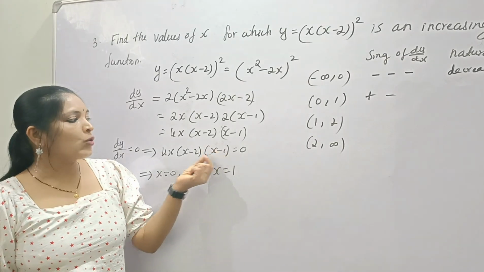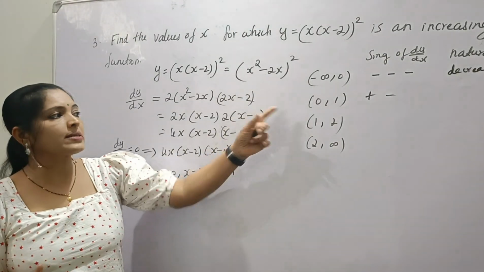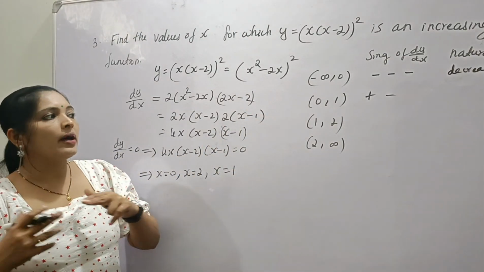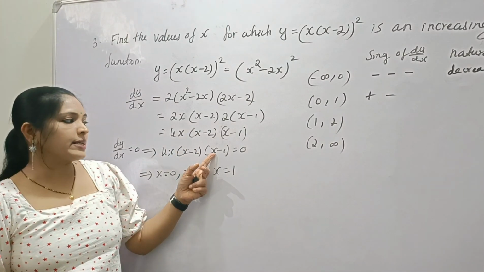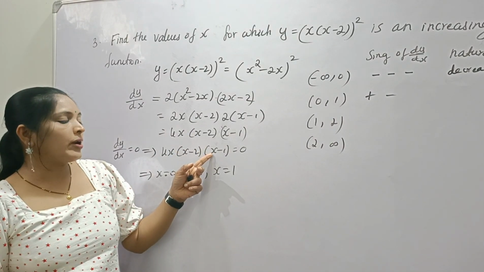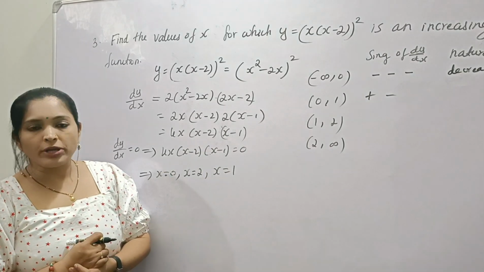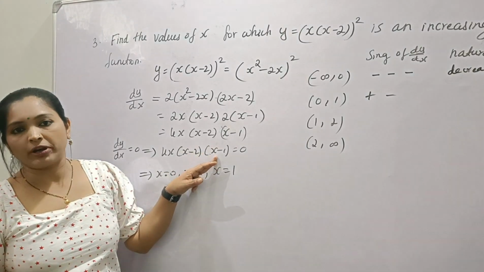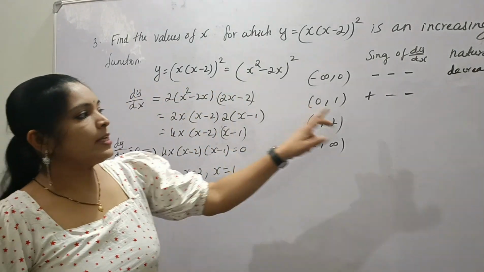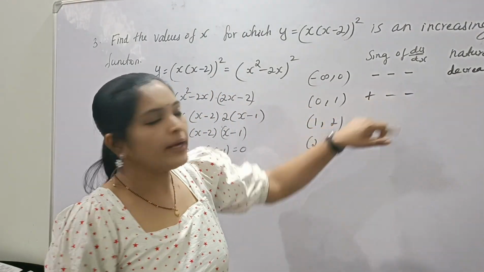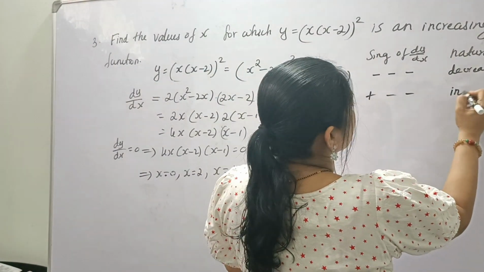Here we have to substitute the values of x from 0 to 1, right? That means less than 1, greater than 0, okay? Suppose you are putting x is equal to 0.5, it will be minus 0.5. So it is minus, okay? Then plus into minus... plus, right? So it is increasing.